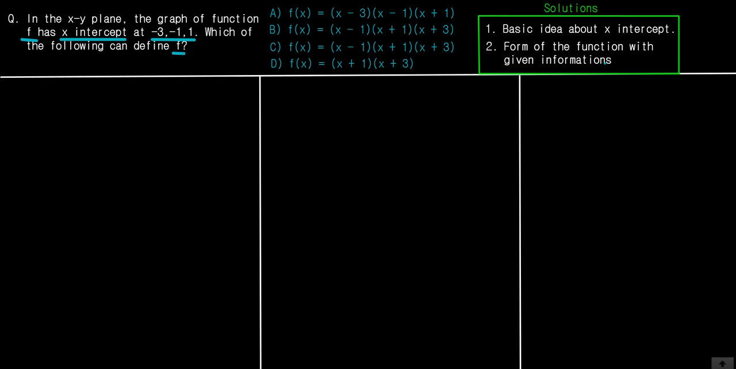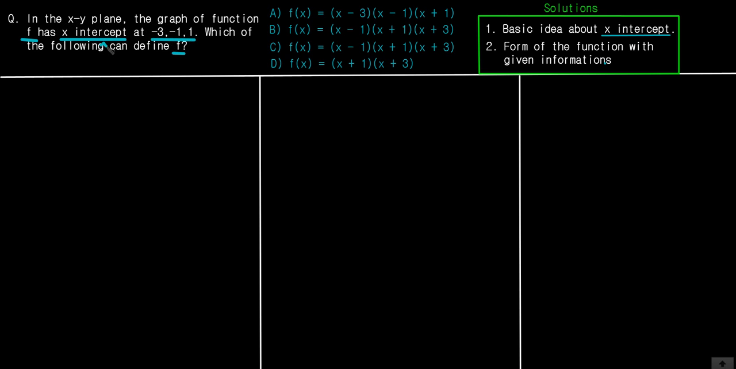There are some choices right over here that we can pick as our answers. Before we think about solving the question, let's think about the solutions first. For our first step, let's think about what it means to be an x-intercept. The question says the function f has three x-intercepts, which are -3, -1, as well as 1.